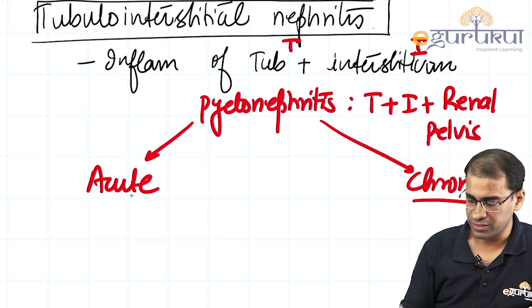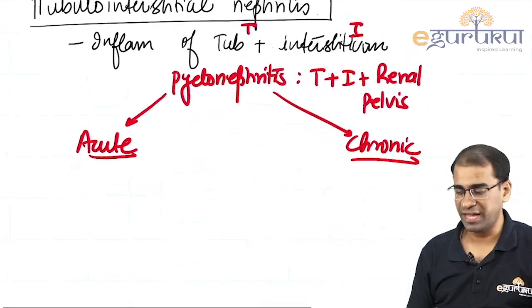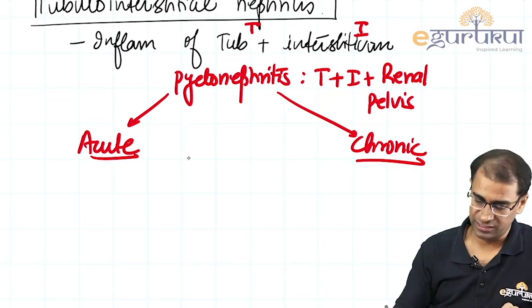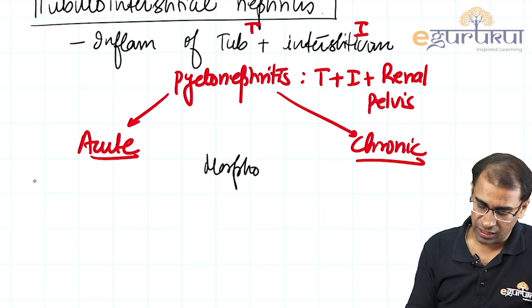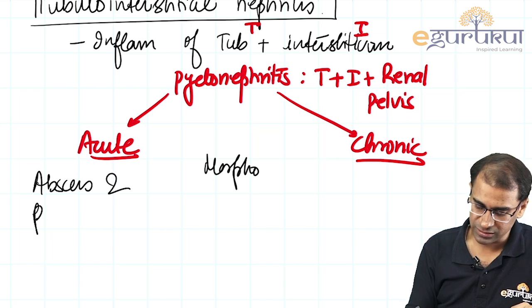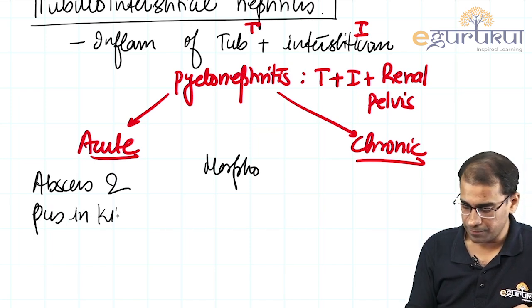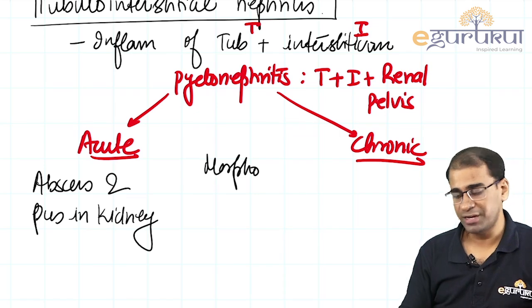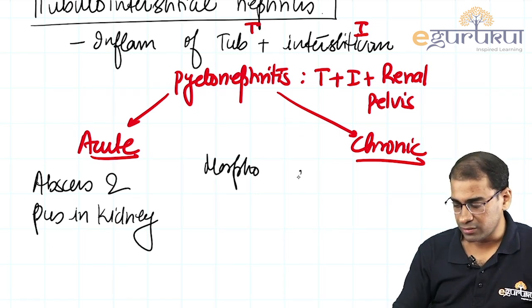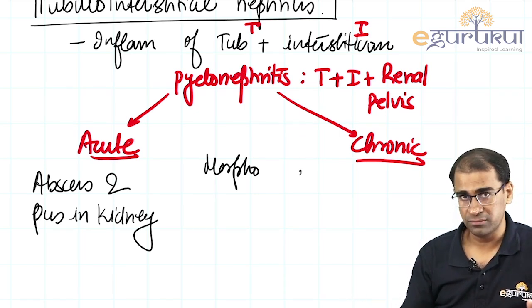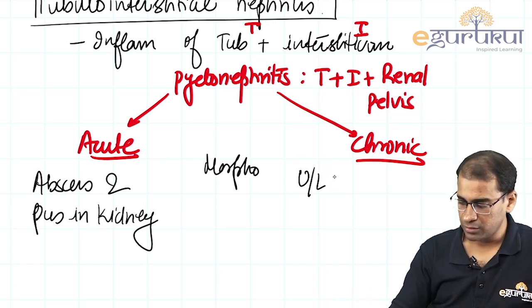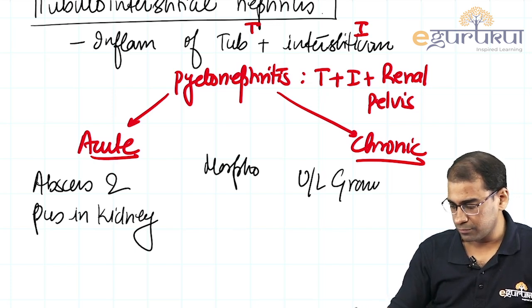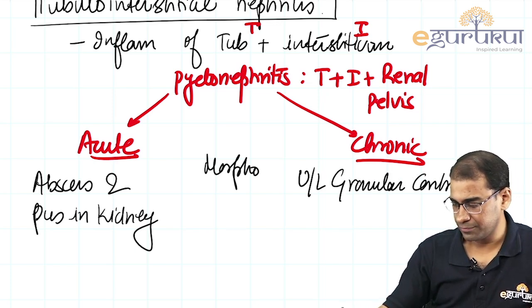Often what you must know here is, what is the morphological finding in the acute and the chronic pyelonephritis. Let's start the morphology first. Morphologically, in acute you just see the abscess and the pus formation in kidney. However, in chronic you find a typical finding, again bilateral or unilateral, it depends upon the etiology. So it can be called as asymmetric, unilateral, granular, contracted kidney.